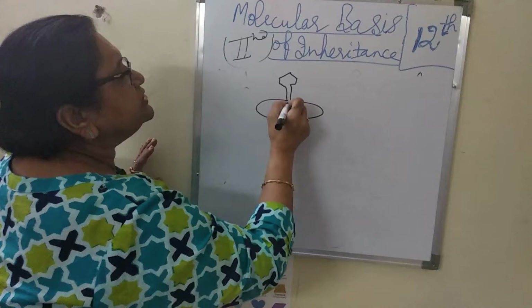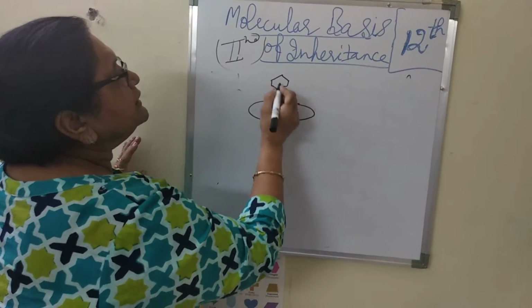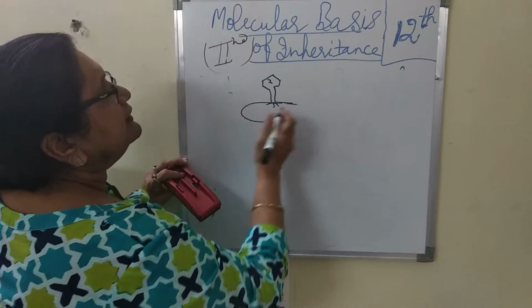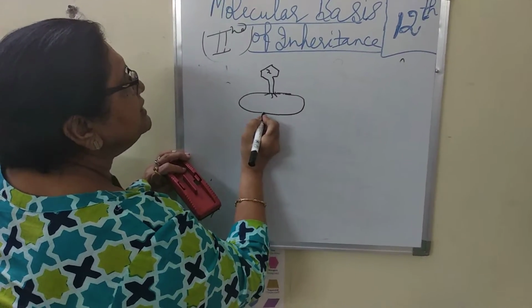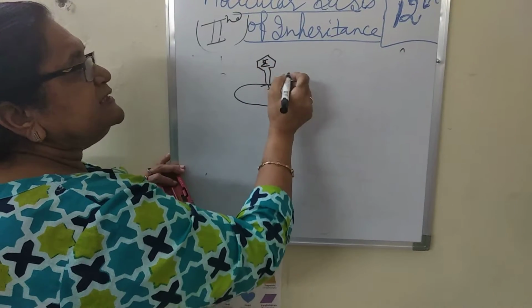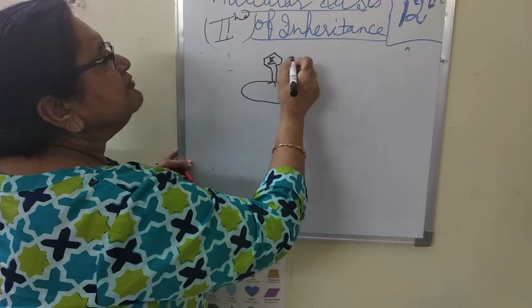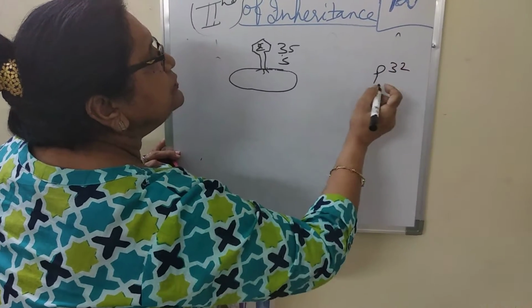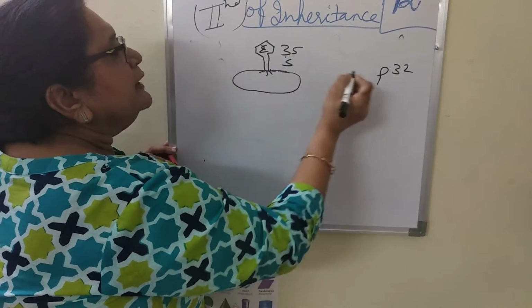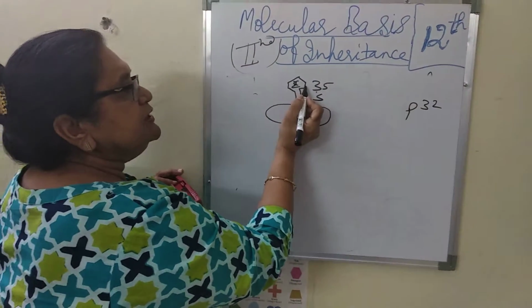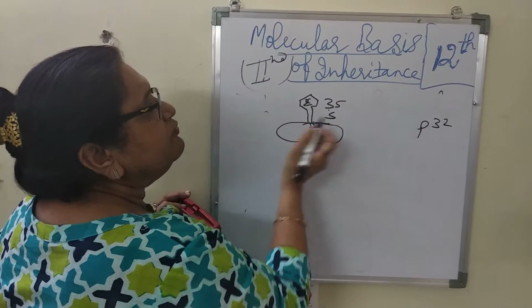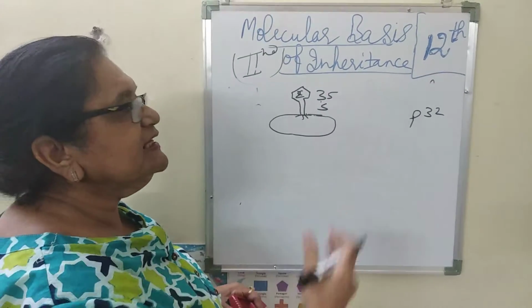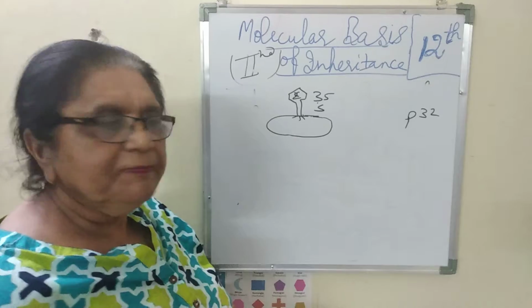This is the virus structure, as you know. In this case, they infected the bacteria, with sulfur 35 and phosphorus 32. In one case, this is the protein coat and this is the DNA. In one case, DNA is radioactive or labeled. In the second case, the protein coat was labeled.